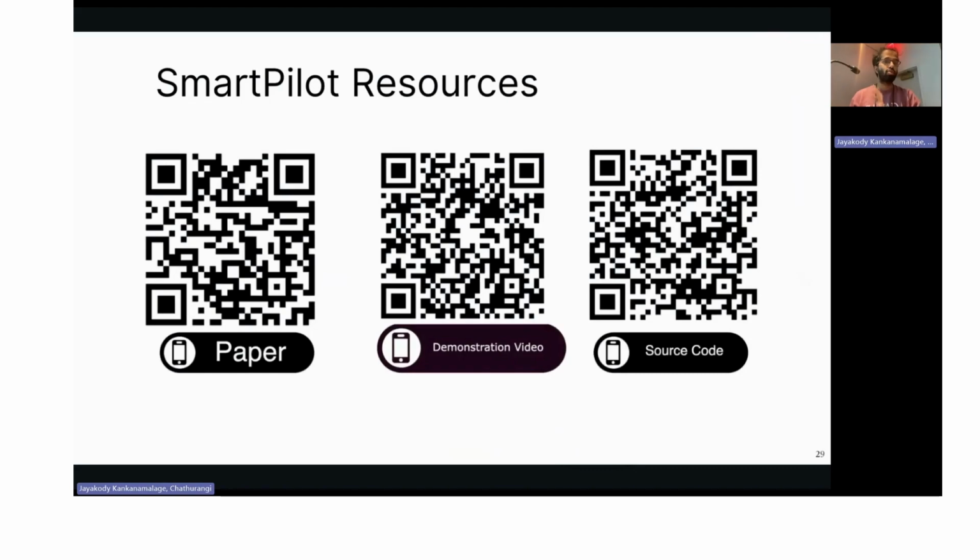So these are some of the resources for SmartPilot. If you click on the URL or the QR code, you can go to the paper, demonstration video, and source code. The paper was presented at IEEE CAI last week, and that won best paper. And then we have a demo which is also available, which we are doing in 2 days. So if you are around, please check it out at the AAMAS tutorial.